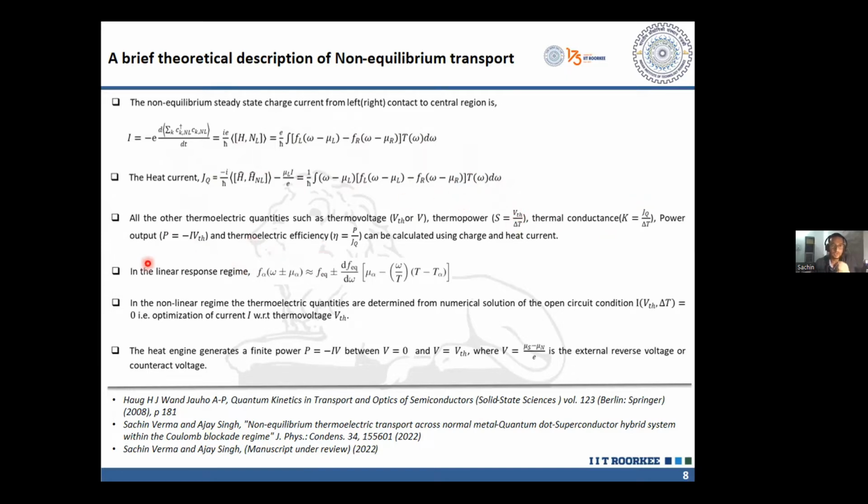Okay. So now in the linear response regime, the Fermi distribution function can be simplified by using this Taylor series expansion. And now we can substitute this into these equations, and then the charge current and heat current reduce to a much simpler form in the linear response regime. And then we can calculate the power output.